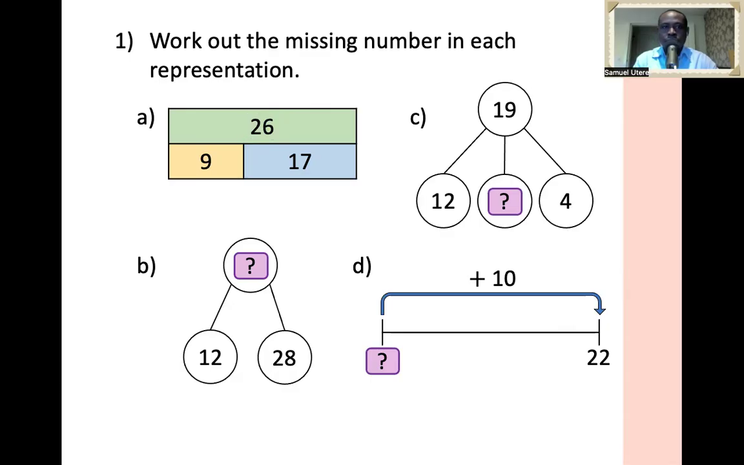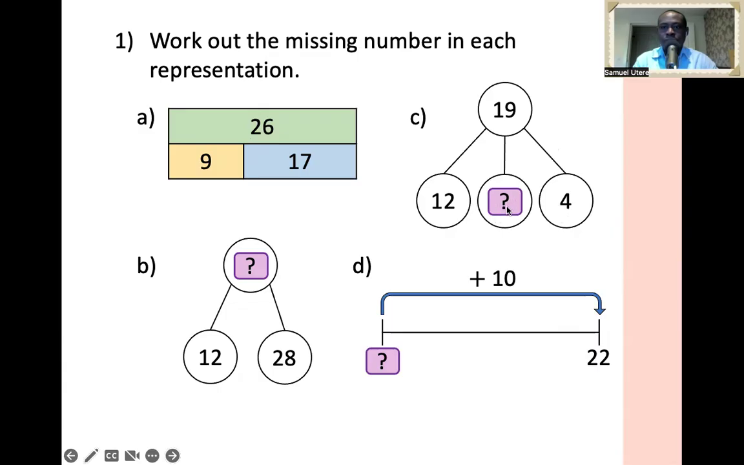For the first one, you were asked to work out the missing number in each representation. So this is the bar model, and we know that for the bar model, we always add the bars. So here is 9 plus 17, which will give us 26. This is a part whole model. And for the part whole model, the numbers at the bottom of the part whole model are added to get the numbers at the top, a bit like an inverted tree. So we know that 12 add 4 is 16.